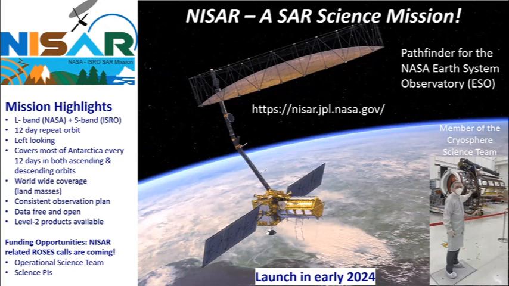12-day repeat orbit, global coverage of land masses, and more importantly for us, it will look to the left, towards the South Pole, so it will cover most of Antarctica every 12 days. NASA, this will launch in early 2024, so the satellite is in India already, the Indians are launching it.